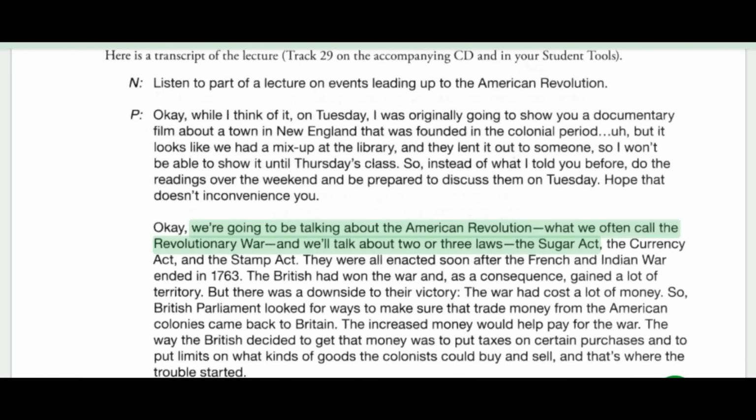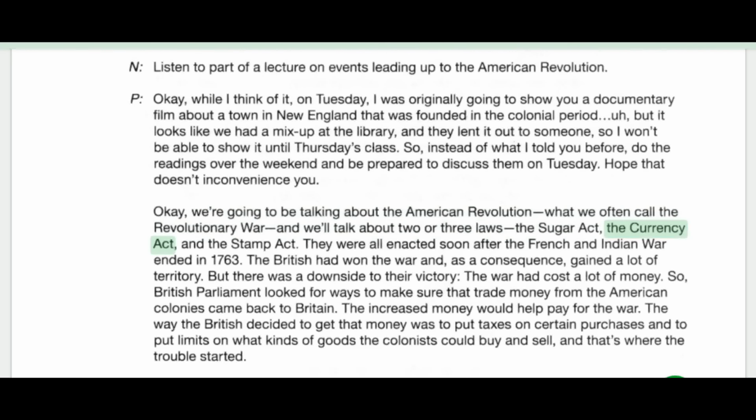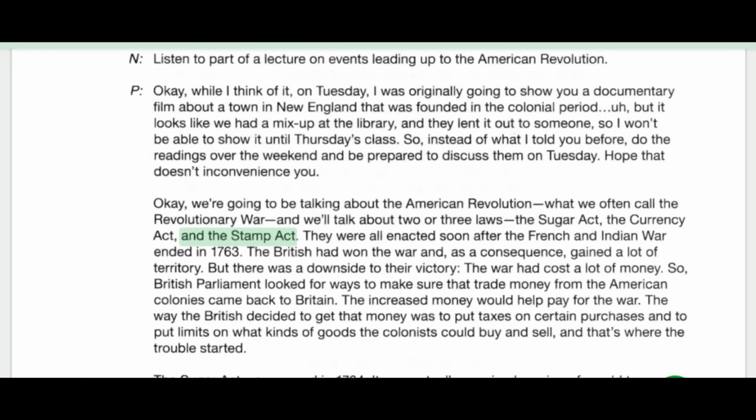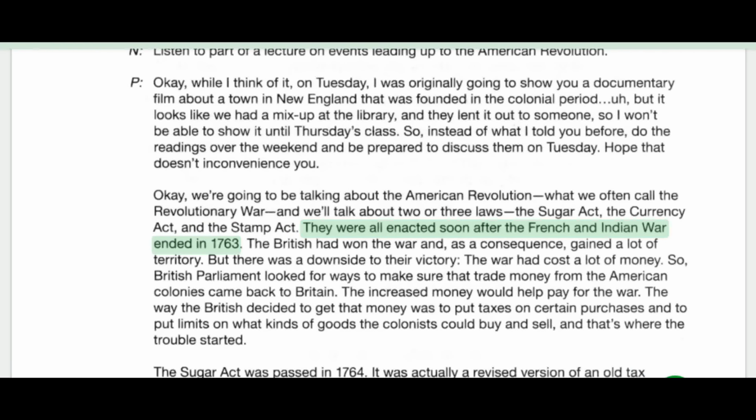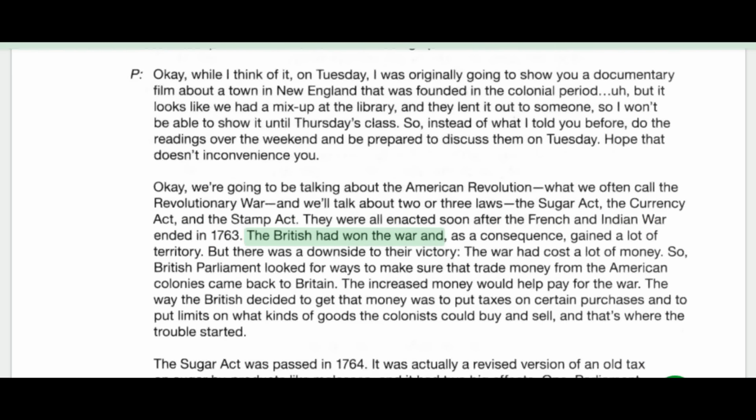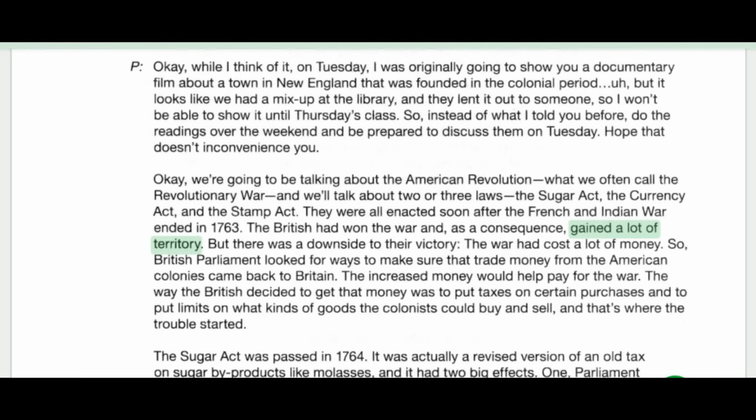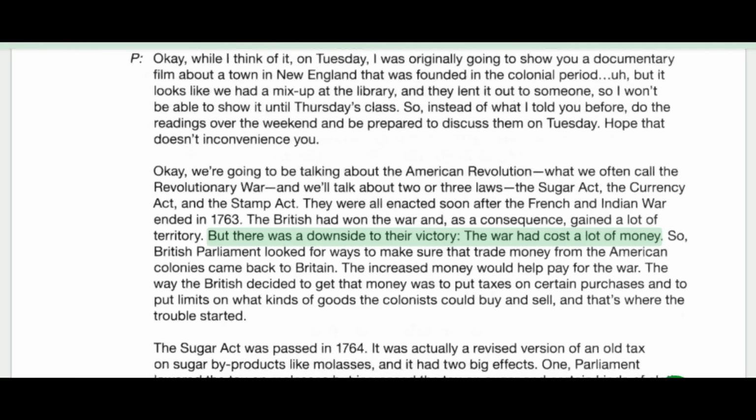Okay, we're going to be talking about the American Revolution, what we often call the Revolutionary War, and we'll talk about 2 or 3 laws, the Sugar Act, the Currency Act, and the Stamp Act. They were all enacted soon after the French and Indian War ended in 1763. The British had won the war and, as a consequence, gained a lot of territory. But there was a downside to their victory. The war had cost a lot of money.